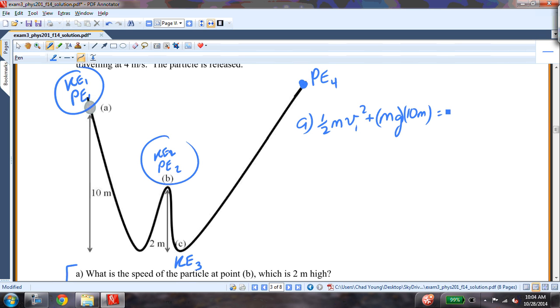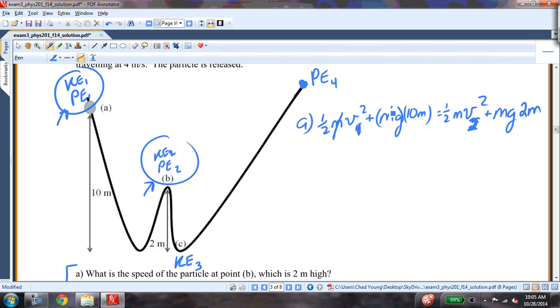1/2 mv2 squared. This is v final, this is v initial. Plus mg times 2 meters. And actually, I don't need the 1 subscript here. Sorry, let me change my subscripts here. So this will be a 1, and this will be a 2, representing location 1 and location 2.